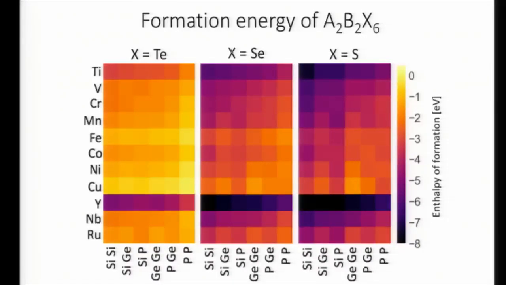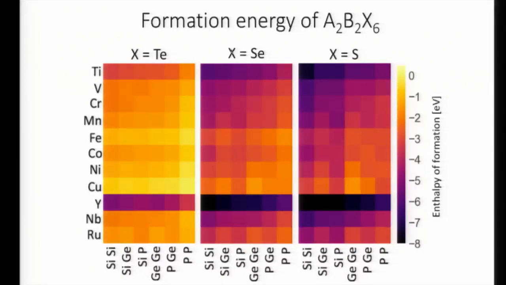Again, transition metal substitutions and B-site substitutions, where the color now is the formation energy. The darker you get, the more negative formation energy you have, and that means you are more chemically stable. The lower the energy you have, the more chemically stable you are.